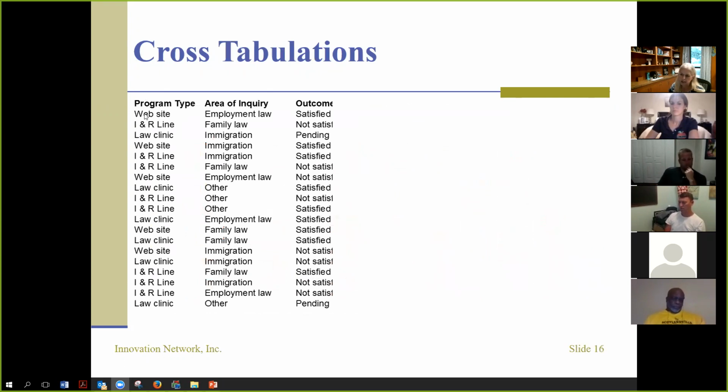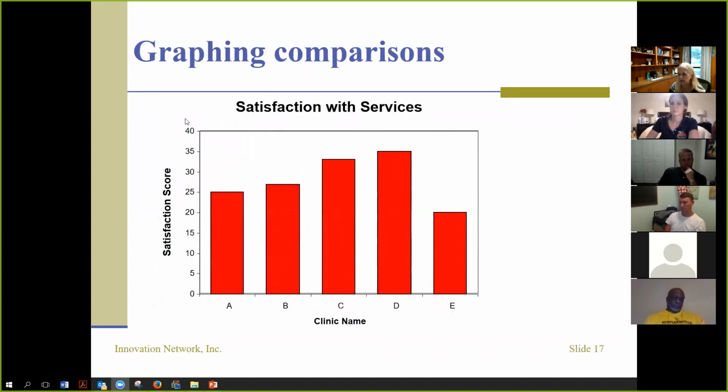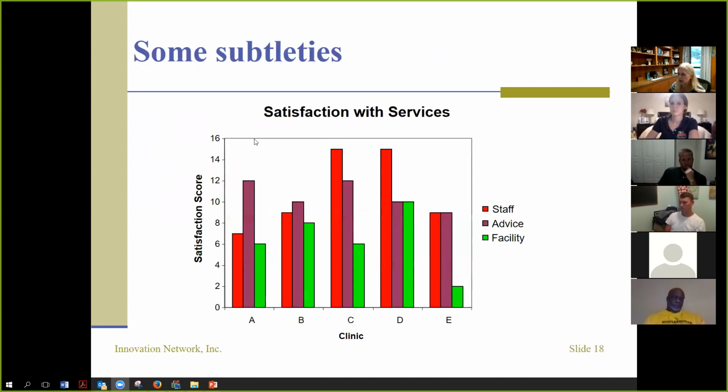Cross tabulations, you'll get more into this if you actually go on and get your doctorate, and when you take EDL 740 with Dr. Coulter. So we're not going to go into all that because it's really not that important, quite frankly, for the purpose of this course.